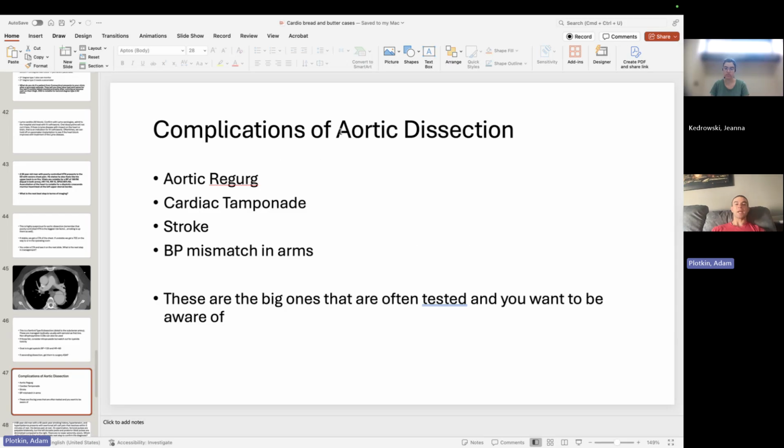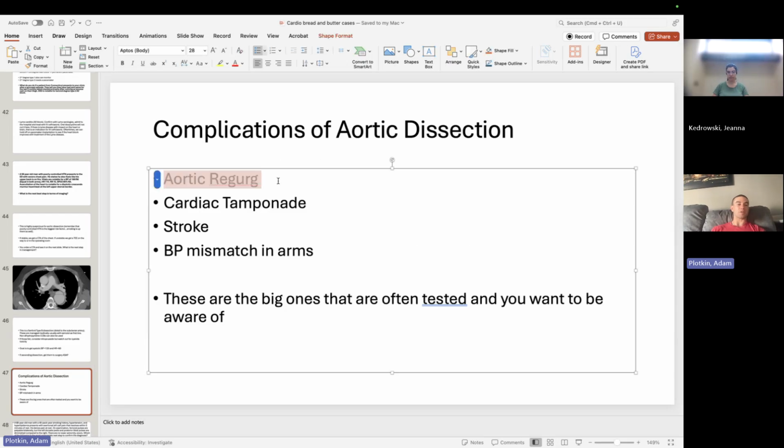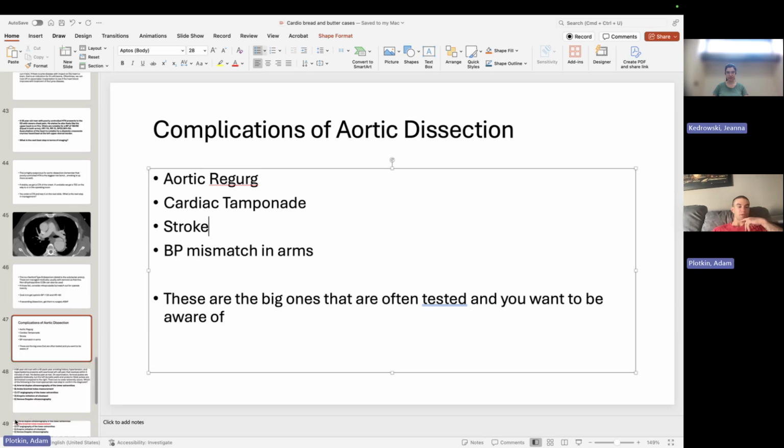Okay. Complications of aortic dissection. We already saw it in the stem. Aortic regurgitation, if we're impacting the aortic root. We can get cardiac tamponade if the dissection extends into the pericardium. So be on the lookout for muffled heart sounds, hypotension, JVD. We can get stroke if we impact the carotids. And then we can see the BP mismatch in the arms if we impact the left subclavian. Right? Does that make sense? Mm-hmm. All things to look out for. All right.